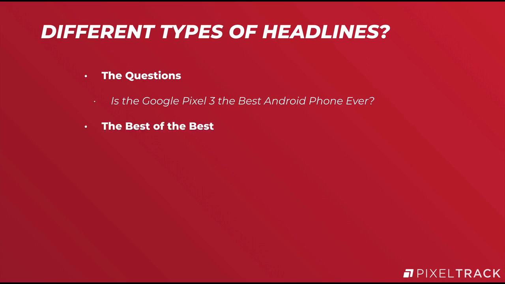And the second one is the best of the best, something like the ultimate guide to content marketing. Like, this is the best piece of content you will be seeing on this particular topic. That is what you're trying to convey. And what this type of headline does is it gives that sense of authority, it gives that sense of credibility to the blog.